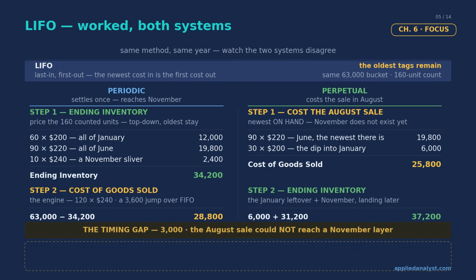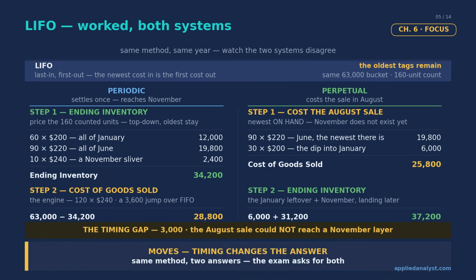Pure timing. In my teaching days, this exact trap caught half the class every semester. You cannot sell November and August. So the verdict strip. LIFO moves. Same method, same year, 2 different answers. And the exam happily asks for both.